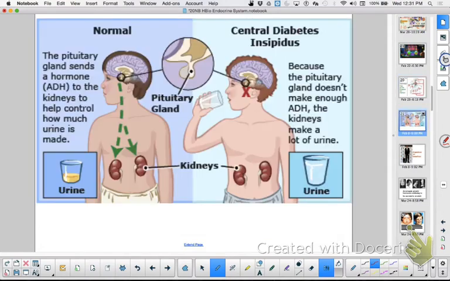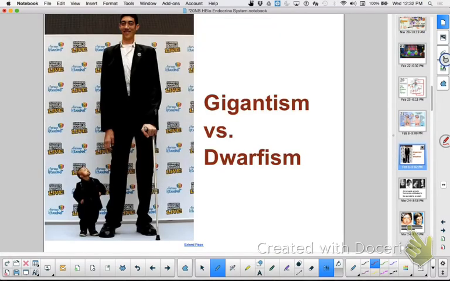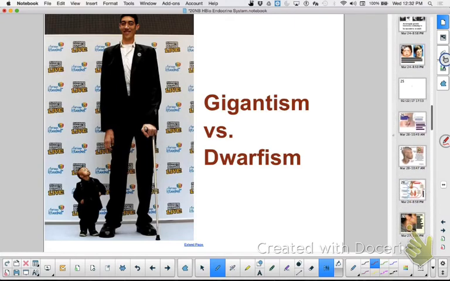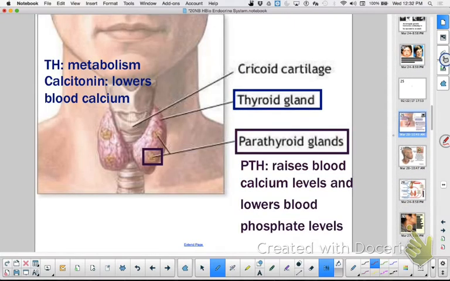Okay, and then there are only a couple of diseases that I wanted you to know. This was one of them, diabetes insipidus, and this is when you don't have enough ADH, so you don't reabsorb enough water. Because you pee too much of it out. And then I wanted you to know gigantism and dwarfism. There are lots of ways to be a dwarf, but in this case, it's because you don't have enough growth hormone, or you have too much. The other ones you didn't need to know for your quiz. We reviewed the thyroid and the parathyroid.